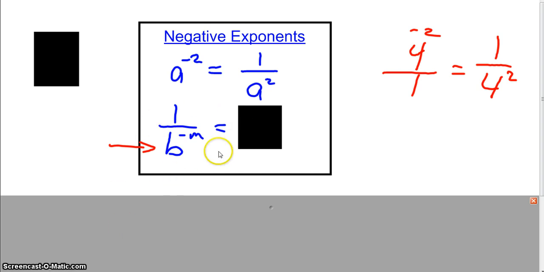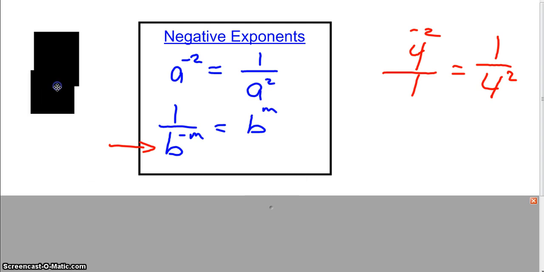Where would this one move if it's moving to its inverse location? Nico. It would move to the top. Good, to the numerator. And so we have b to the nth power.